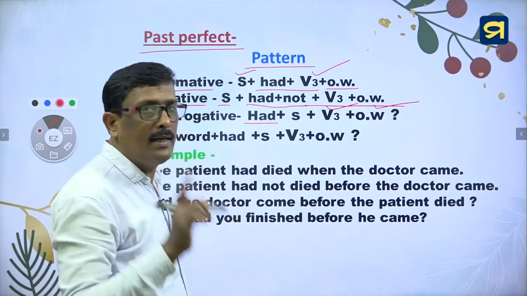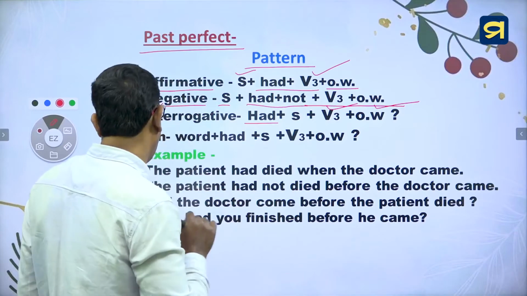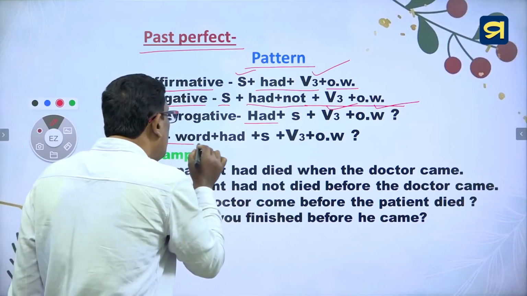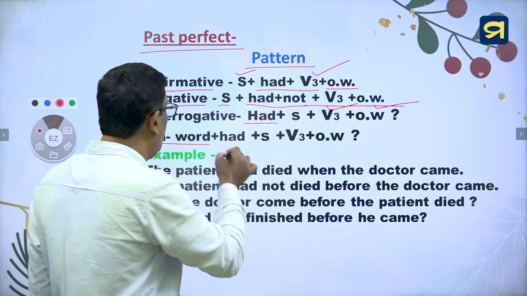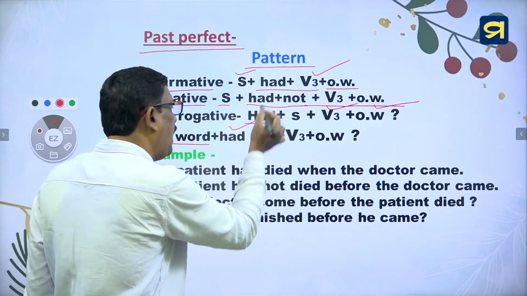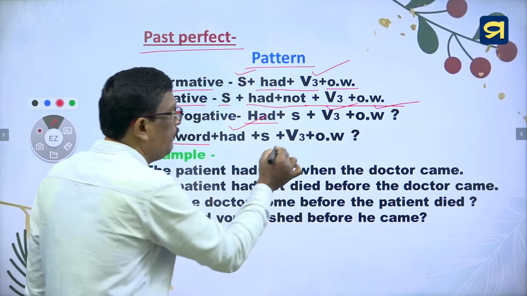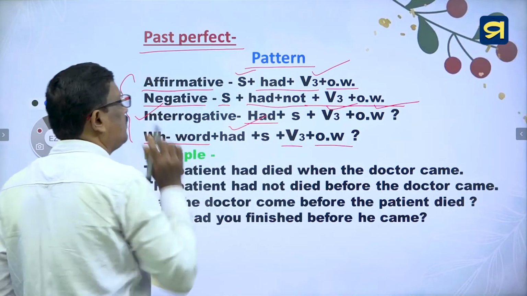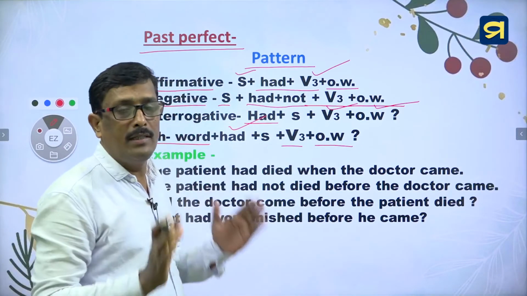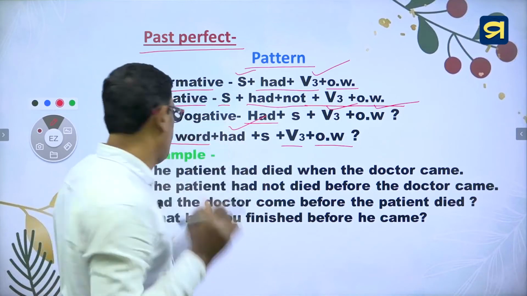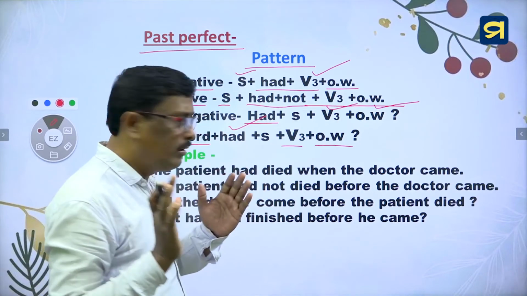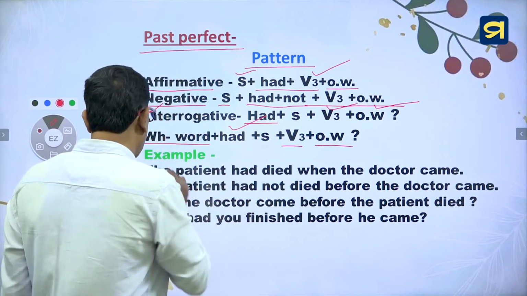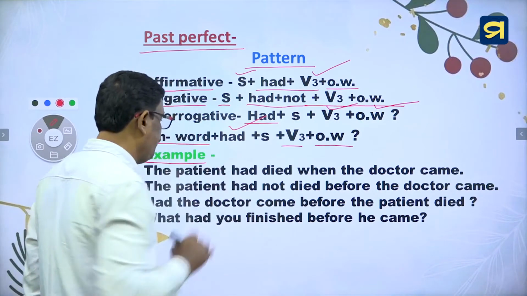When we write a sentence as a double H interrogative, the double H word is used first, then had, followed by the subject, then V3, then other words. By following these structures and patterns, we write a sentence in past perfect tense. Have you understood? Next, we will discuss examples.